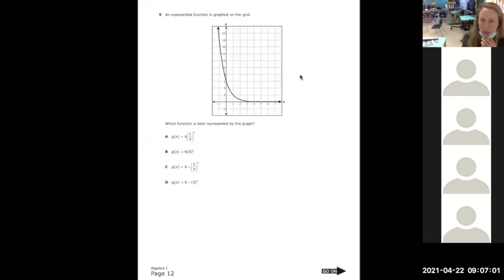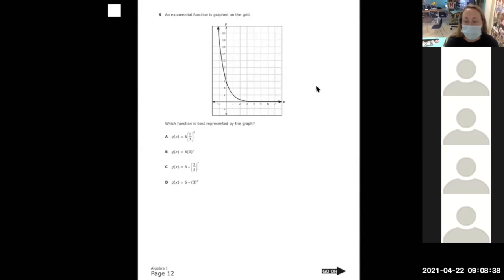Okay, so question 9 says an exponential function is graphed on the grid. Which function is best represented by the graph? And then it gives you a bunch of equations. Hopefully, since you guys are getting pretty comfortable with the graphing calculator, y'all can figure out how to do this one. I'm going to give you 2 minutes starting now.